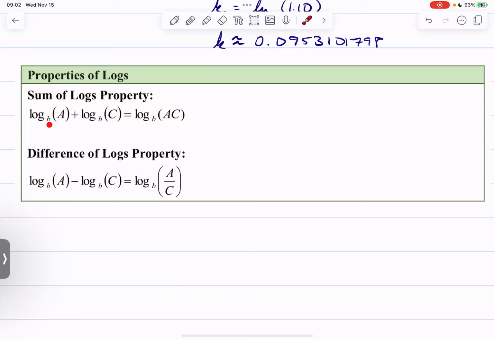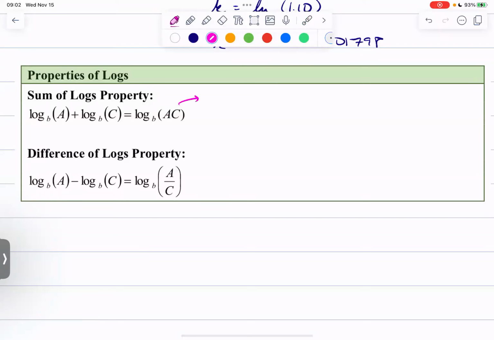So the rule says, or the law says, that if you have logs of the same base being added together, you can rewrite it and simplify it as the log of that base and then multiply the values inside, right? So multiplication inside, if you want to split them up, then it turns into addition of the logs.